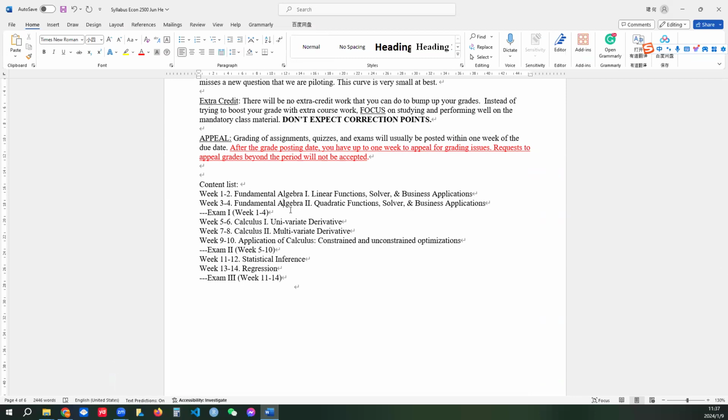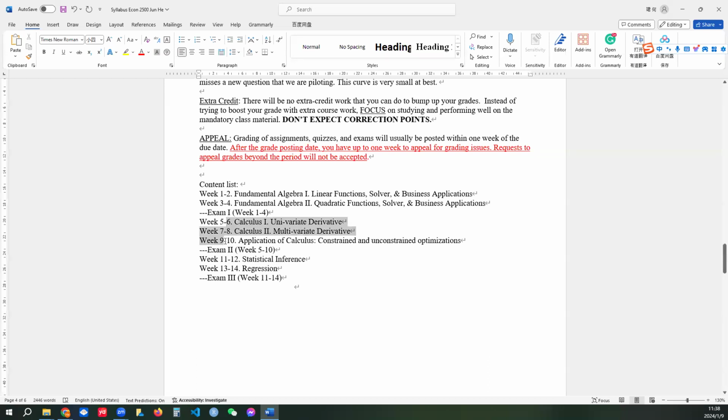And unit 2, we are looking into a more complex version of algebra, which is quadratic functions. So y equals x squared, y equals ax squared plus bx plus c, that kind of version. And it's Solver, digital literacy, as well as business applications. After that, we will have exam 1, which covers week 1 to 4 content. And then we have calculus 1, calculus 2, and application of calculus.